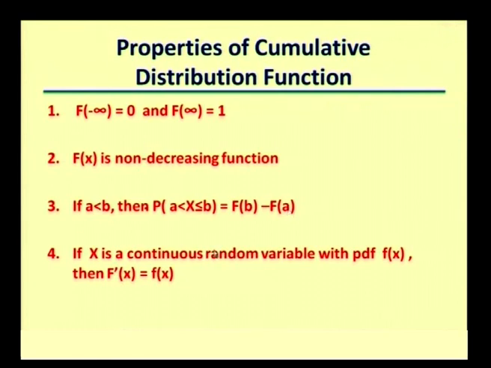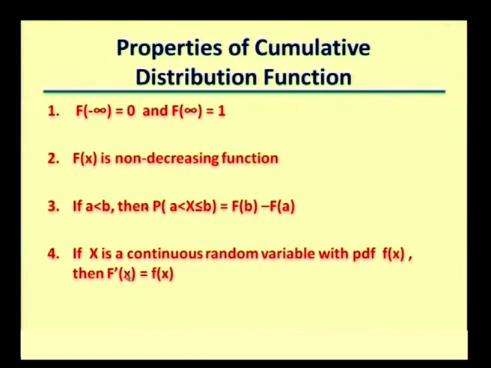If X is a continuous random variable with PDF f(x), then F'(x) is equal to f(x). This fourth property gives the relationship between PDF and CDF. PDF is the probability density function and CDF is the cumulative distribution function. We will see the proof of these four properties one by one.